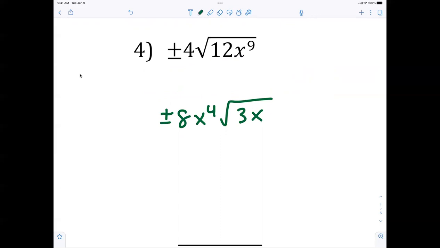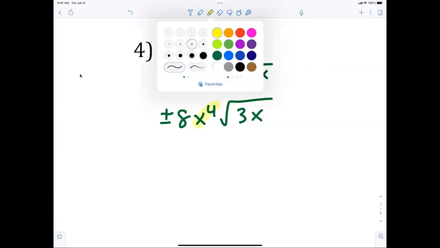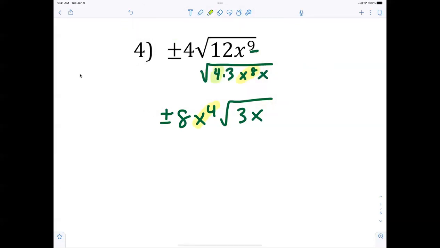Yes, anytime. With what? 12x to the 9th. Okay, so 12 breaks down to 4 times 3. Do you agree with that? Yeah. And x to the 9th, because it's an odd, remember it has to be x to the 8th and x. Divide exponents by 2. That's how I got x to the 4th. Then we say square root of 4 is 2, but there's a 4 on the outside, so that's why it's 8. You good with this?